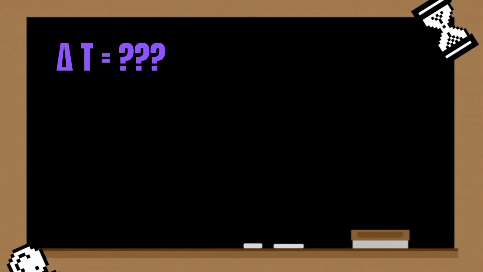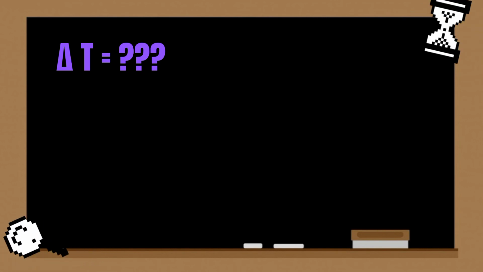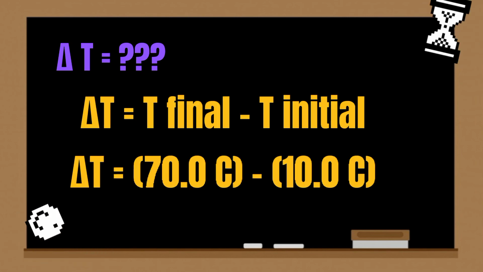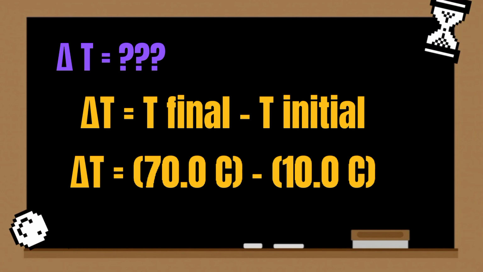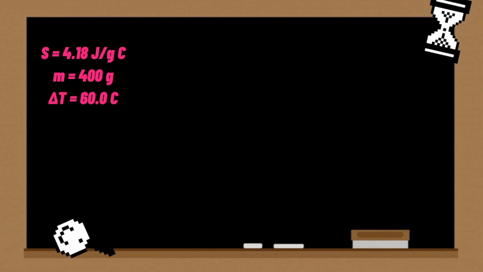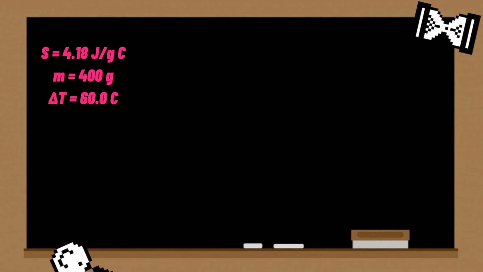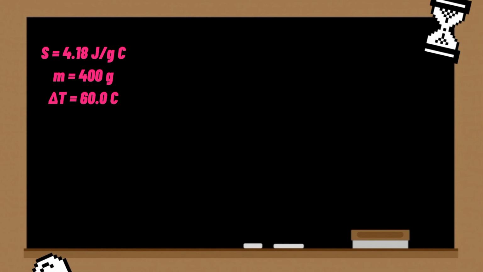So the formula to use for the temperature is delta T equals T final minus T initial. Delta T equals T final, which is 70.0 Celsius, minus T initial, which is 10.0 Celsius. Now, the value of our delta T is 60.0 Celsius. So, we are done identifying the given. It's now time to solve.